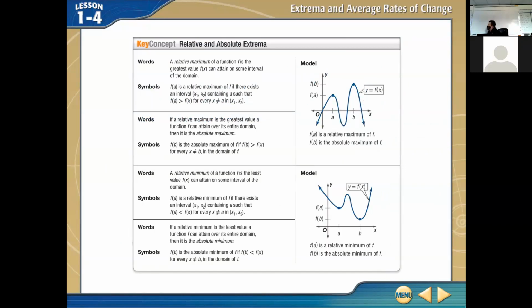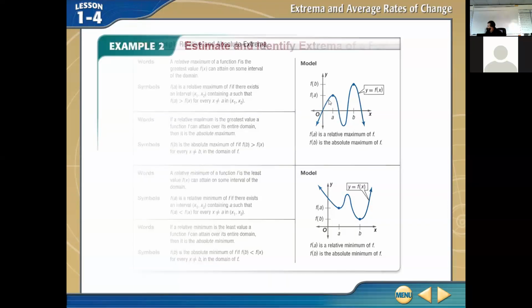Okay, relative and absolute extrema. So a relative maximum of a function f is the greatest value f of x can attain on some interval of the domain. Okay, relative means that it's going to be close. Okay, the points surrounding it. So if we're looking at point A here, this would be a relative maximum because these points are clearly higher than it.